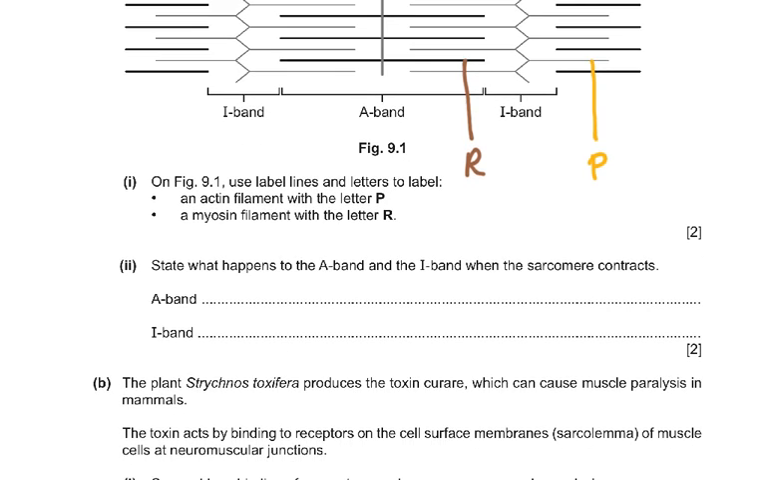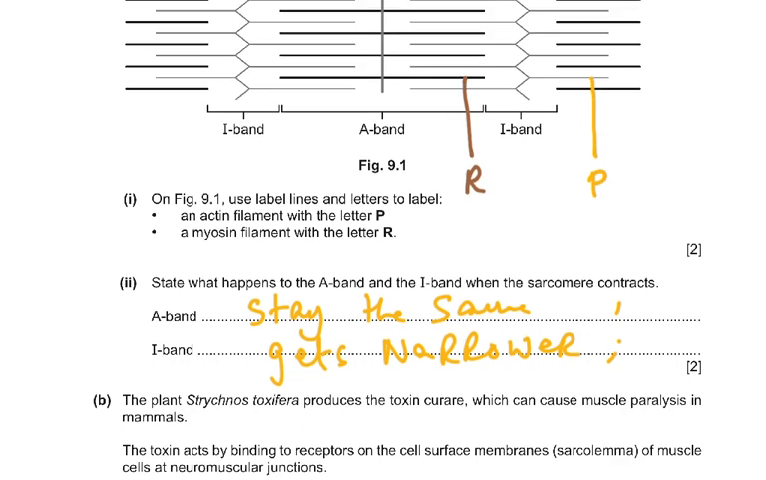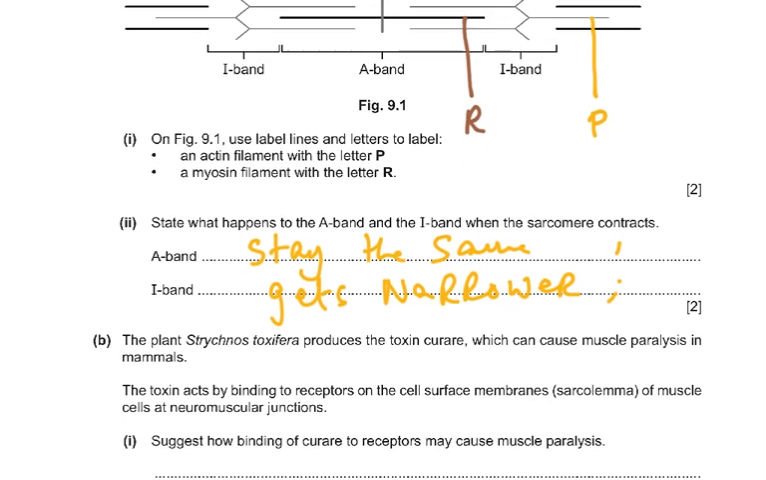State what happens to the A band and the I band when the sarcomere contracts. So I made you a mnemonic for this. H and I become shorter. So the A band will stay the same. A band is not going to change, while the I band will get narrower. So this was again another 2 marks. It's the H zone and the I band which actually become shorter. But here, of course, they have not shown you the H zone.